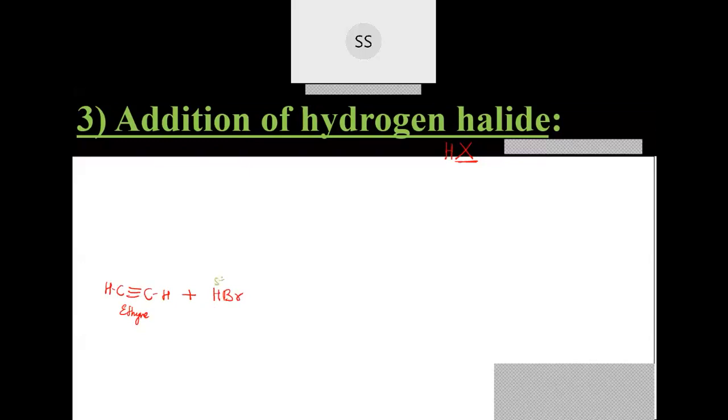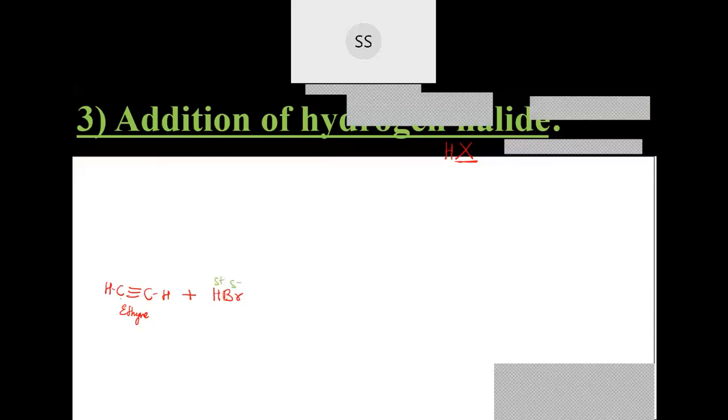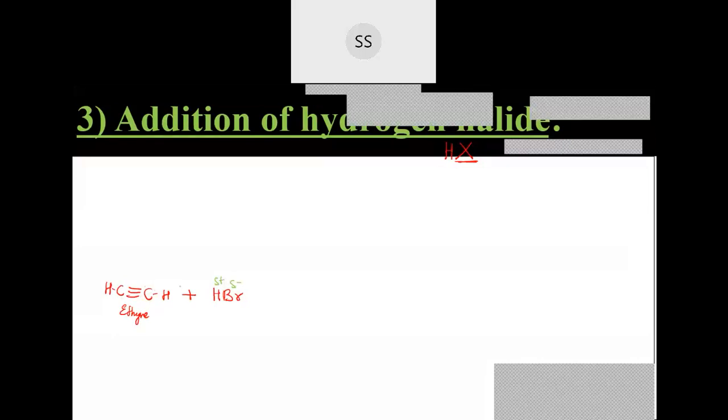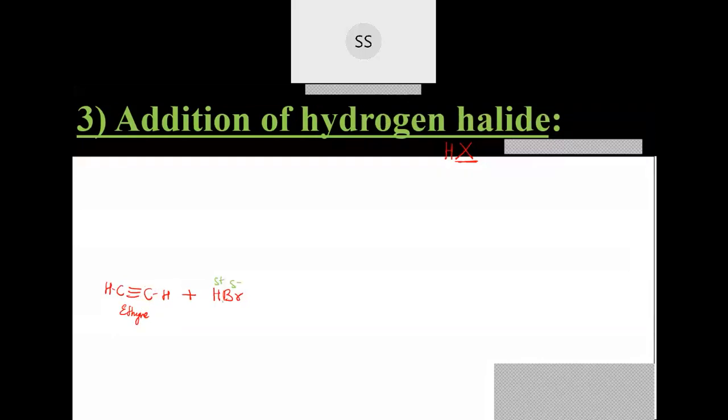Now you are adding to a symmetrical unsaturated alkyne. If it is symmetrical, you can add it anywhere, because the compound you are going to get is similar. I believe you remember the same thing we have done for the alkenes also. I told you if you are adding an unsymmetrical molecule to a symmetrical alkene, the product you get is the same. So I can add it on any side. I will add this hydrogen here and bromine here.